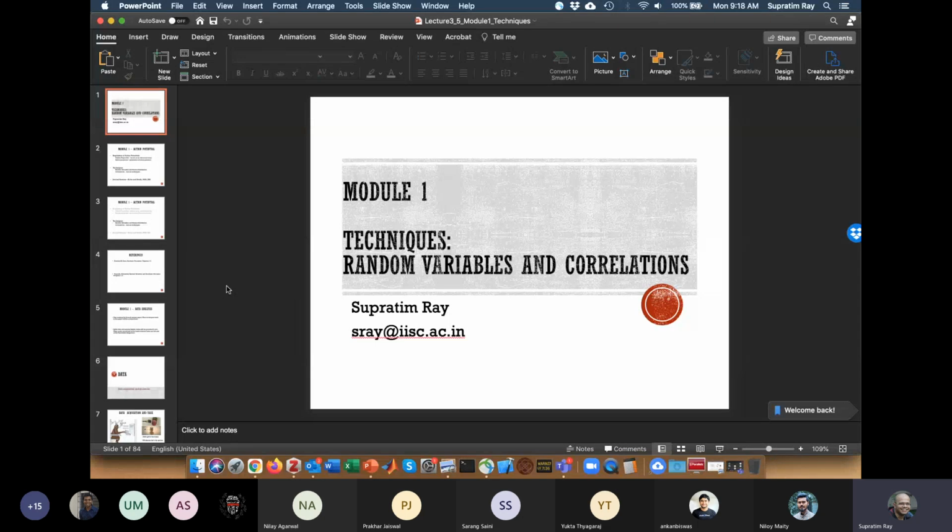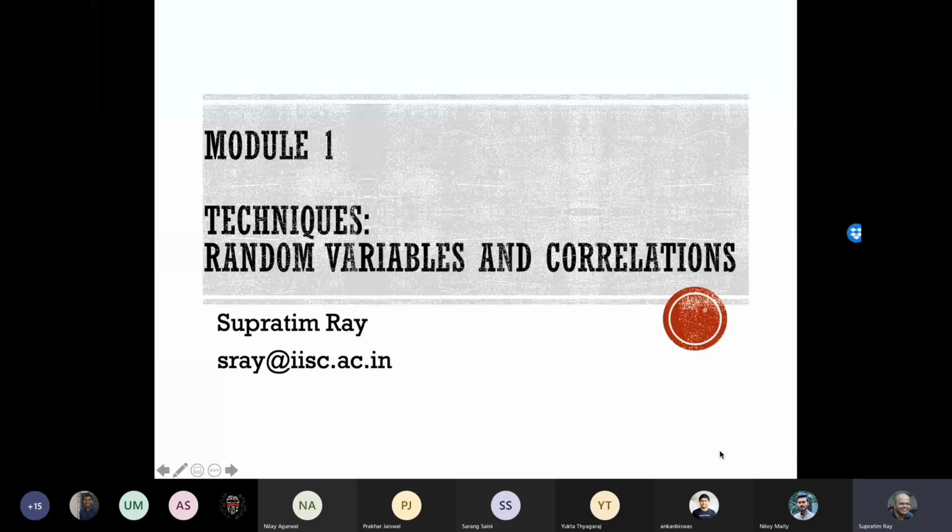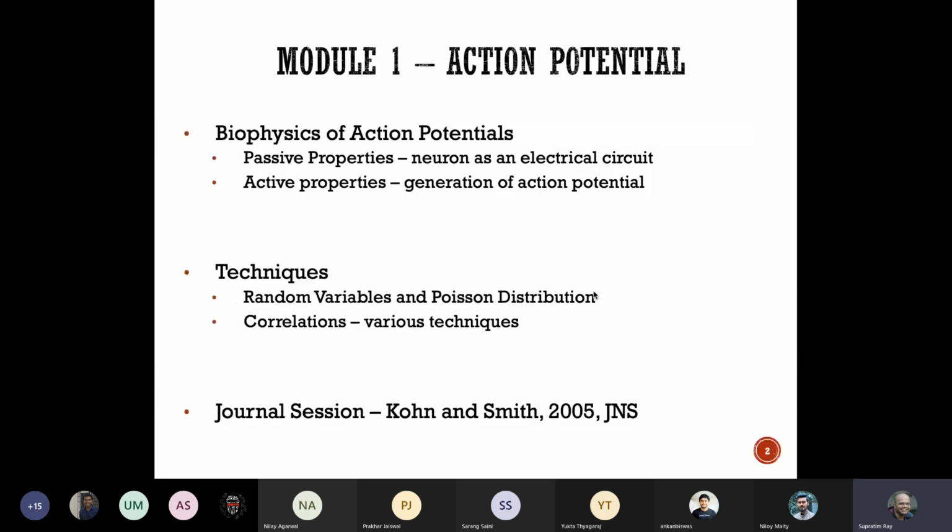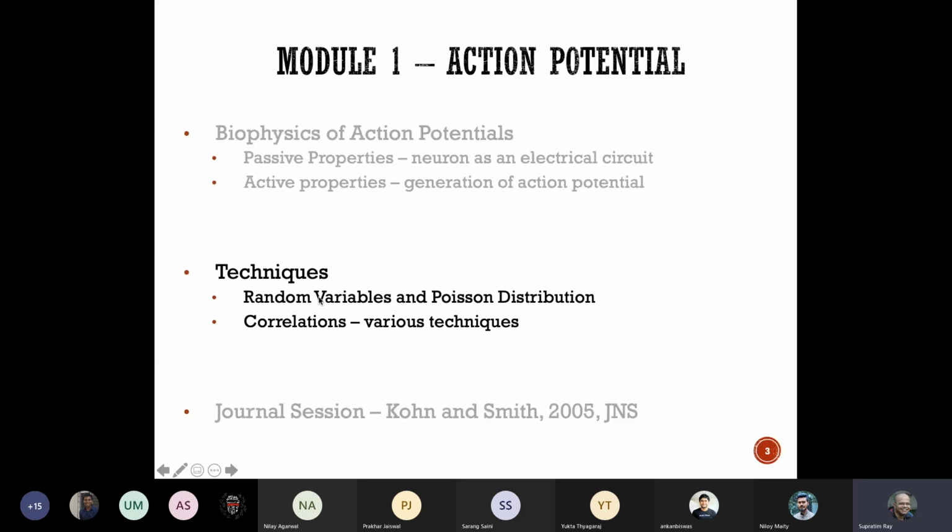Okay. So let's start with the second part now, which is our understanding of random variables and correlations. So, okay, let's get to that, and then I will tell you the way we introduce certain topics. So now we are in the techniques part of the module. We've finished the biophysics part.